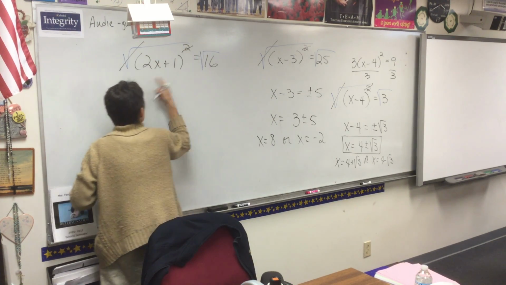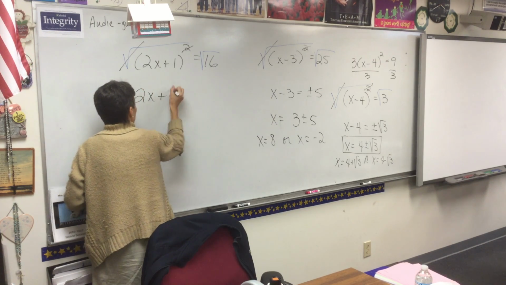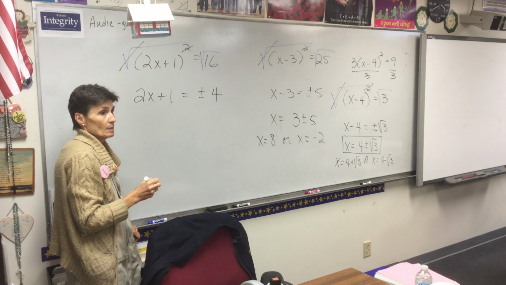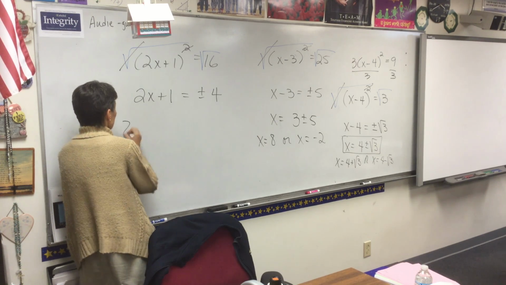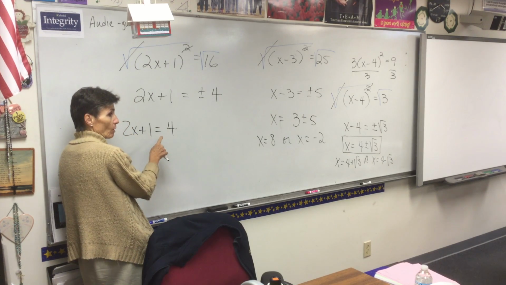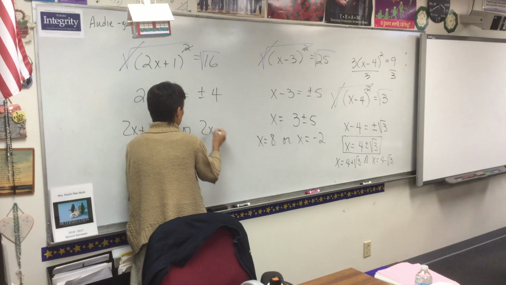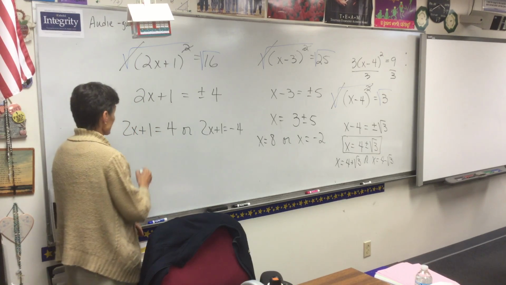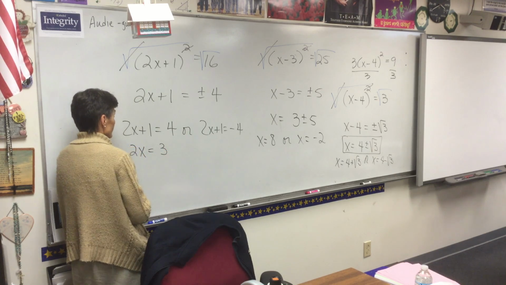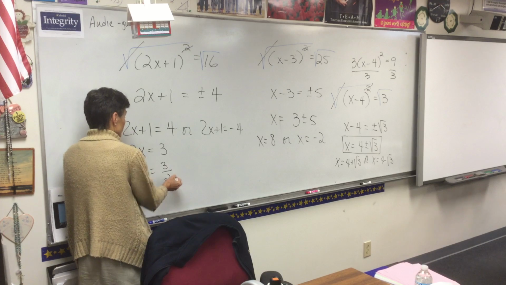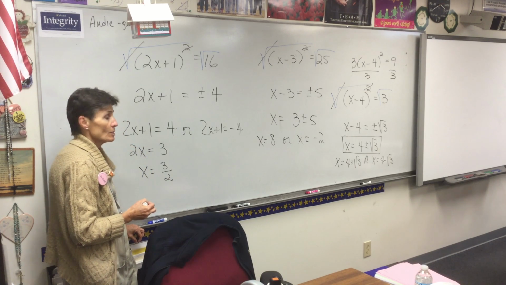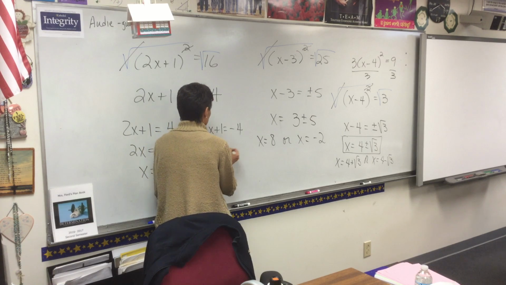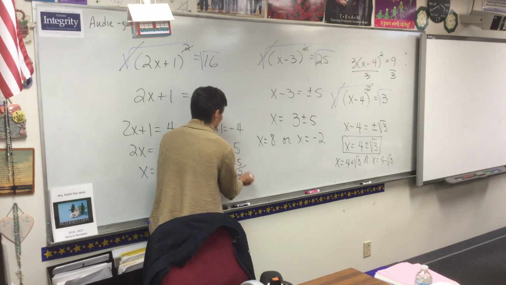So what happens on this side? 2x plus 1. And what happens on this side? Plus or minus 4. Now that means that 2x plus 1 equals positive 4, or 2x plus 1 equals negative 4. Would you agree with that? Yeah. So now we're going to solve both of these and get our answers. So we'll subtract 1 and divide by 2. So one answer was 3/2. We'll subtract 1 and divide by 2. Negative 5/2.